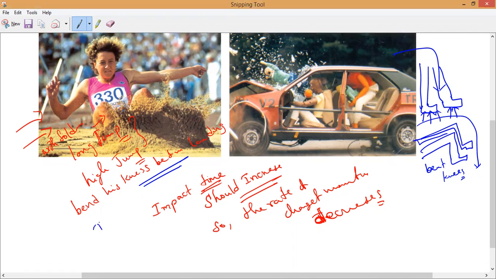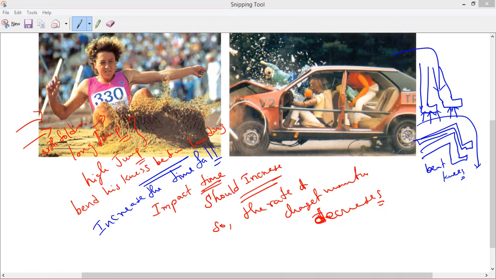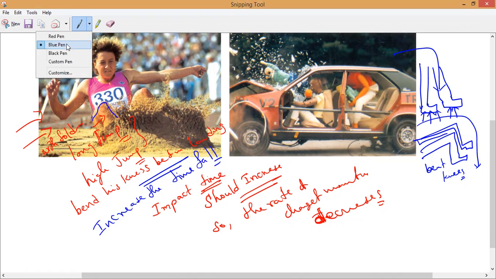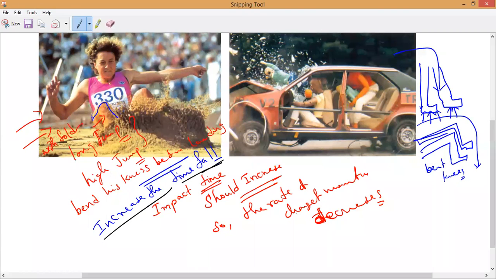If you increase the time of fall, what will happen to the rate of change of momentum? It gently reduces and the impact of the fall will be less. That is the case in high jump and long jump. So it is a real life application. Remember that if you increase the time of fall, the force exerted by the ground will be less, so it won't hurt our legs.